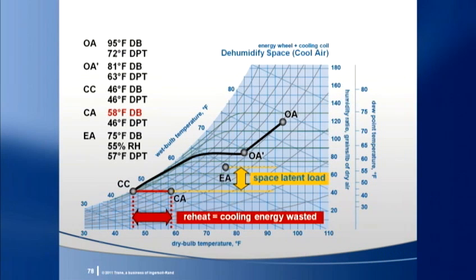Let's return to the unit with the energy wheel. When the wheel preconditions the entering outdoor air, it helps reduce the load on the cooling coil, but it doesn't help with the cooling energy wasted by overcooling and then reheating. If you want to limit this wasted cooling energy, one option to consider is using a recovery device in series.